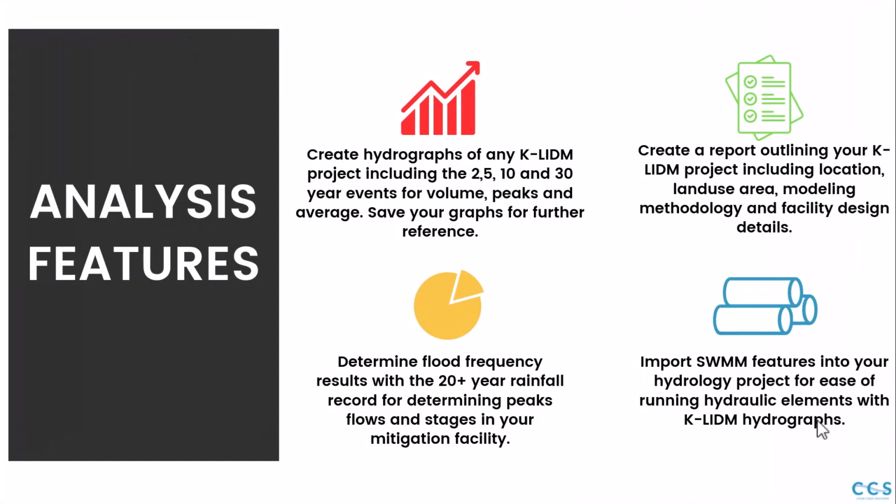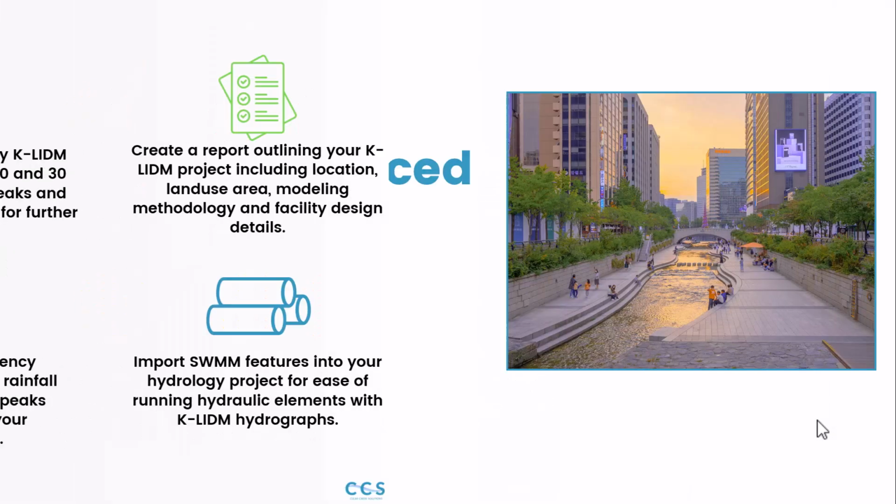After that, we can utilize the analysis features. We can create hydrographs of any K-LIDM project, including the 2, 5, 10, and 30-year events for volume, peaks, and average. Then we can save those graphs for further reference. We can determine flood frequency results with the 20-plus year rainfall record for determining peak flows and stages in your mitigation facility. We can create an automated report outlining your K-LIDM project, including location, land use area, modeling methodology, and facility design details. Then we can import SWMM features into your hydrology project for ease of running hydraulic elements with K-LIDM hydrographs.